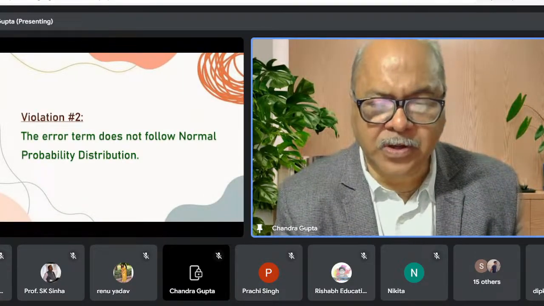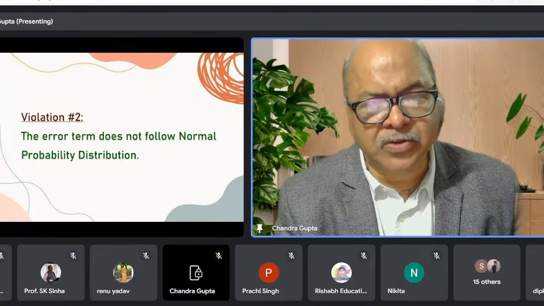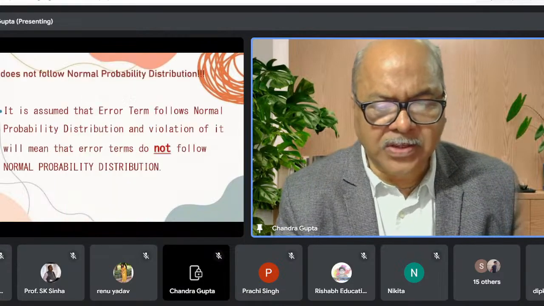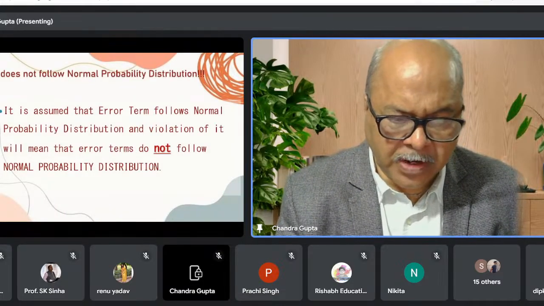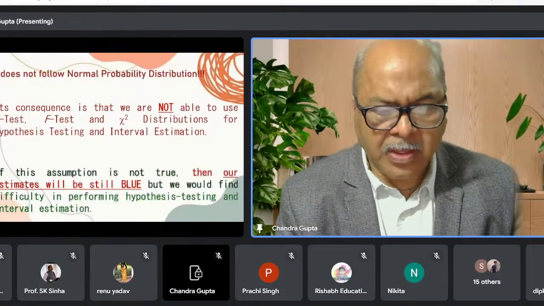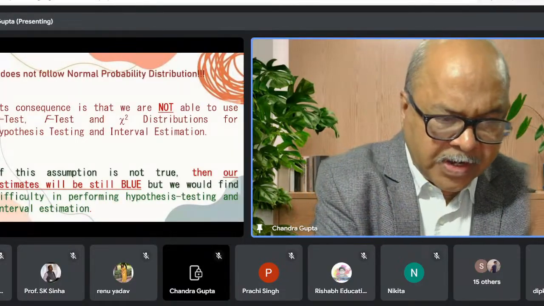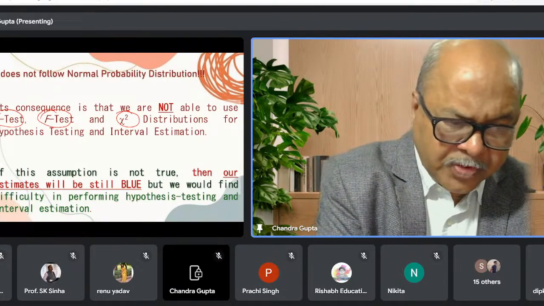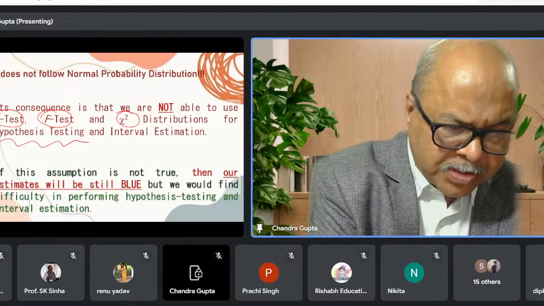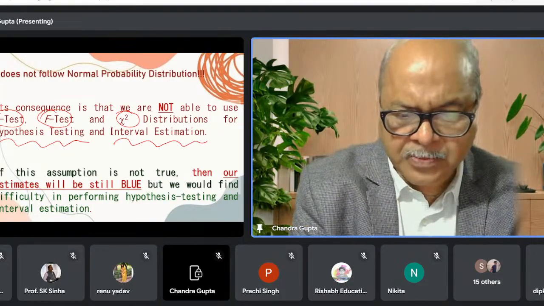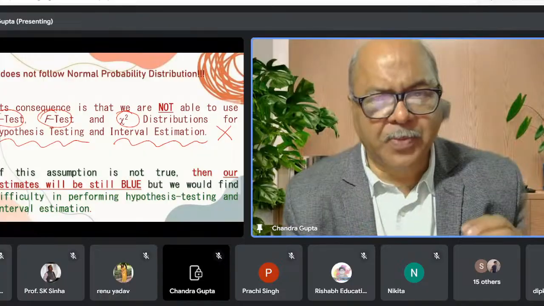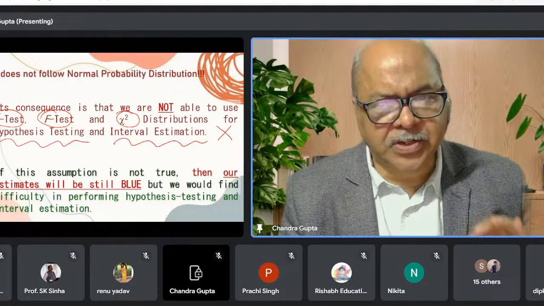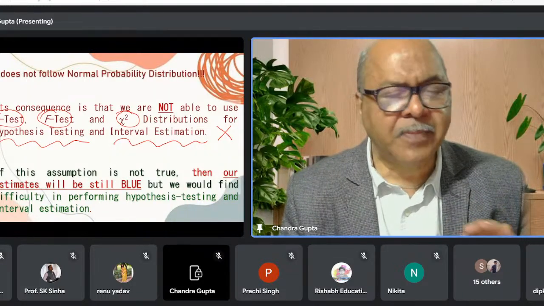Then we discussed what if my error term does not follow a normal probability distribution. What are the consequences? If my error term does not follow a normal probability distribution, we will not be able to make use of the t-test, F-test, and chi-square distribution. Hence, we will not be able to do any kind of hypothesis testing or interval estimation. So the problem will be in hypothesis testing and interval estimation, nowhere else. My estimates will still be BLUE, the best linear unbiased estimator.